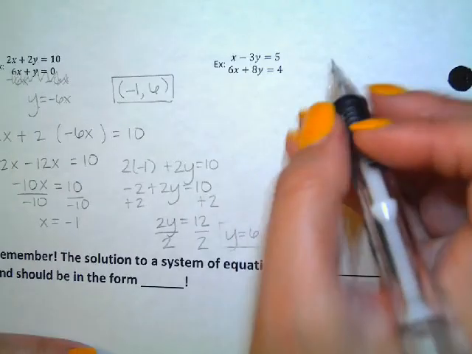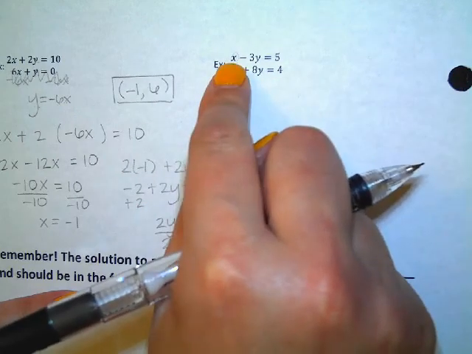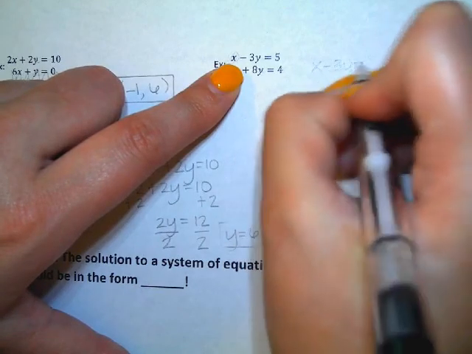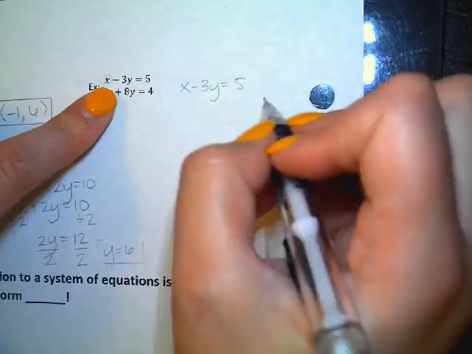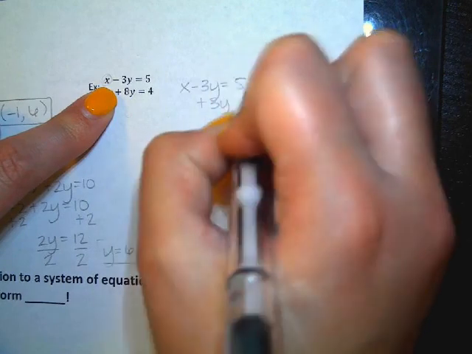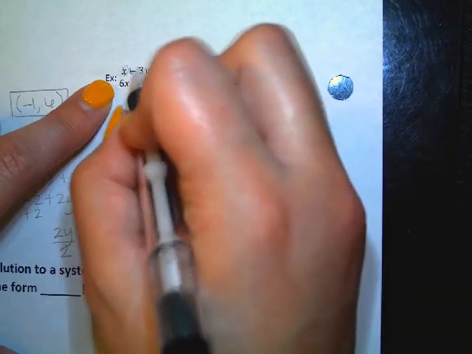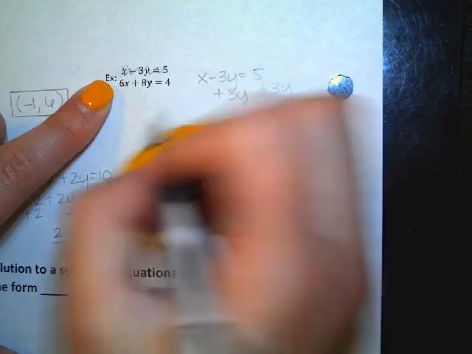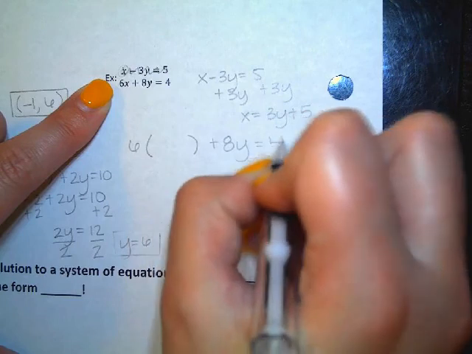All right, for this one, I've got x's and y's, and if you look, this is the only variable that looks like it could be easily by itself. So what I'm going to do is take that equation, and get the x by itself by adding the 3y over to the other side. So x equals 3y plus 5. Now what I can do is look at the second equation, and where I see an x in the equation, that's where I'm going to plug this stuff in for x. So I have 6 times x plus 8y equals 4.